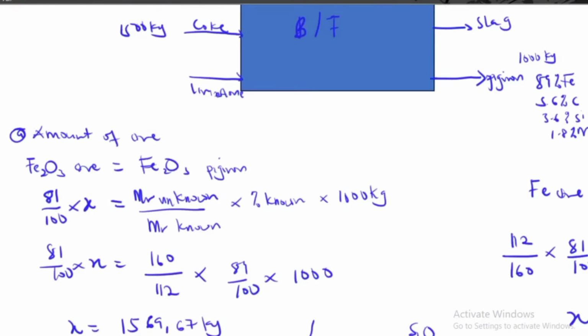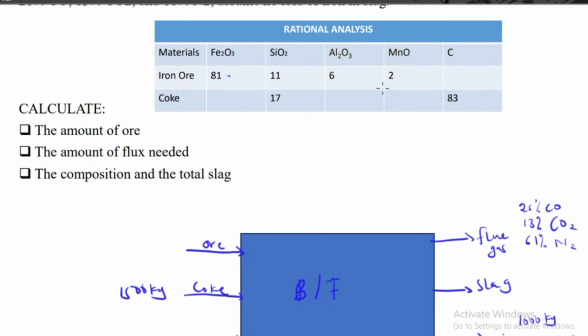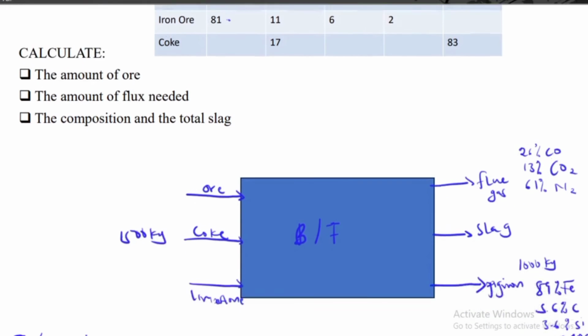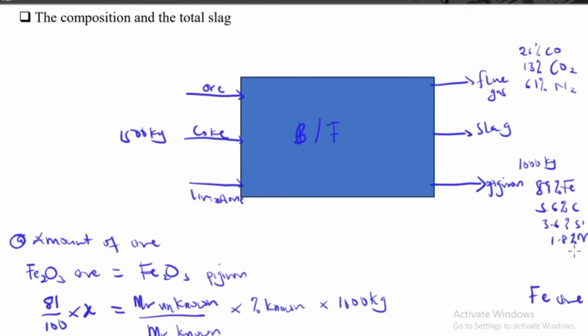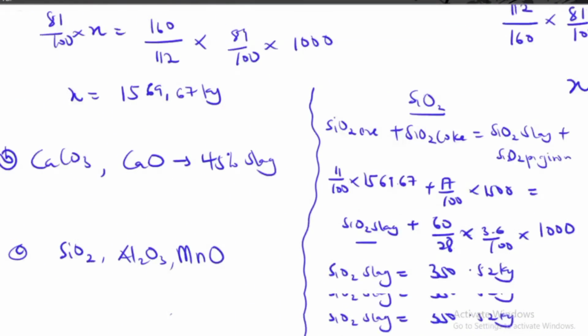Now the last one we're going to deal with is the balance for the slag manganese oxide. Let's go to the table. We always use a table, it's very important. From the table, we have manganese in the ore, manganese in the pig iron, as you can see 1.8% of manganese, and manganese in the slag. So in that balance, manganese oxide in the ore, and we don't have one in the coke or the flux, is equal to the manganese oxide in the pig iron plus manganese oxide in the slag. So you are finding the manganese oxide in the slag.